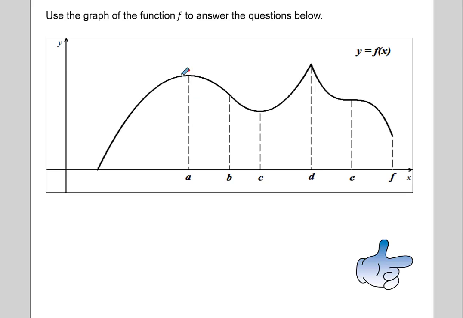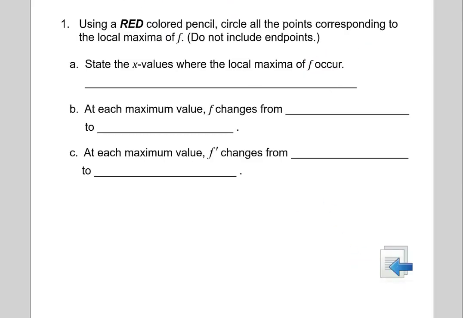So this would be a maximum, and this would be a maximum. And state those x values. So that would be at x equals a is one of the locations, and at x equals d.